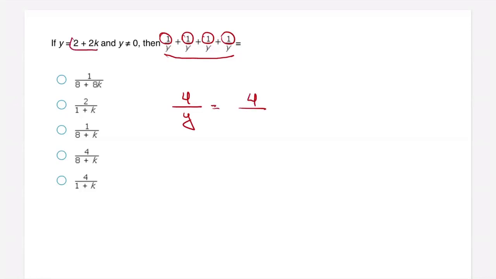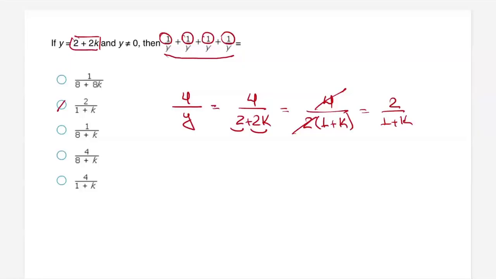He says y is 2 plus 2k. I will substitute 2 plus 2k. 4, I have 2 in this term, 2 in this term. So you put in evidence. 2 divided by 2, 1. 2k divided by 2, k. Divided by 2 is 2 over 1 plus k. Is that okay?